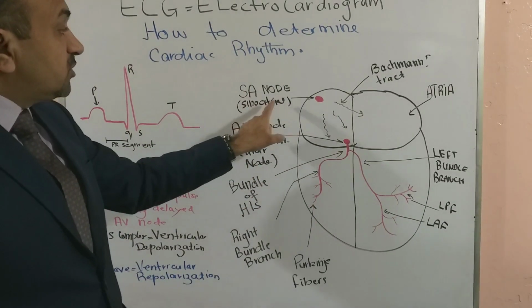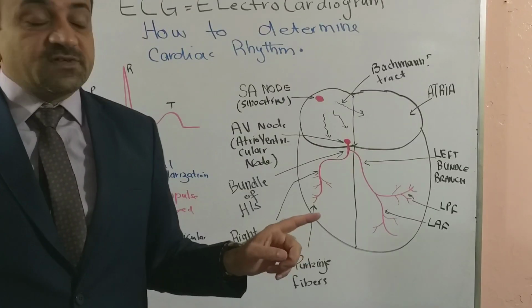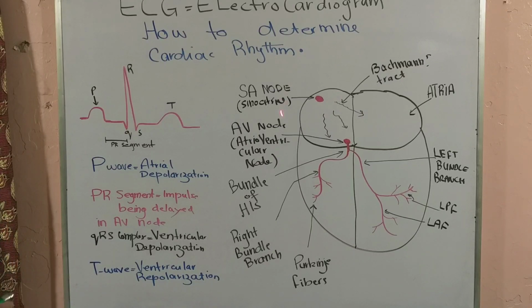Now, this sinoatrial node automatically fires impulses at a rate of 60 to 90 times per minute, and these impulses travel through the intra-atrial fibers, and one of those fibers is the Bachmann tract. These fibers then depolarize the atrial muscles, which generates the P wave on the ECG paper. This is the P wave.